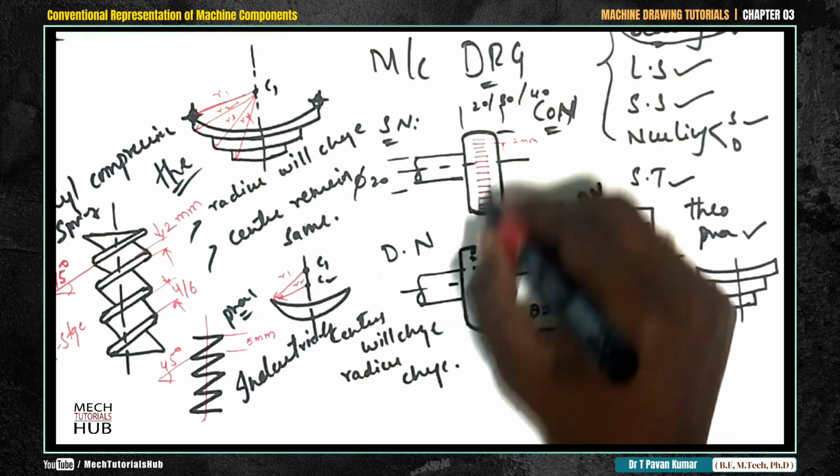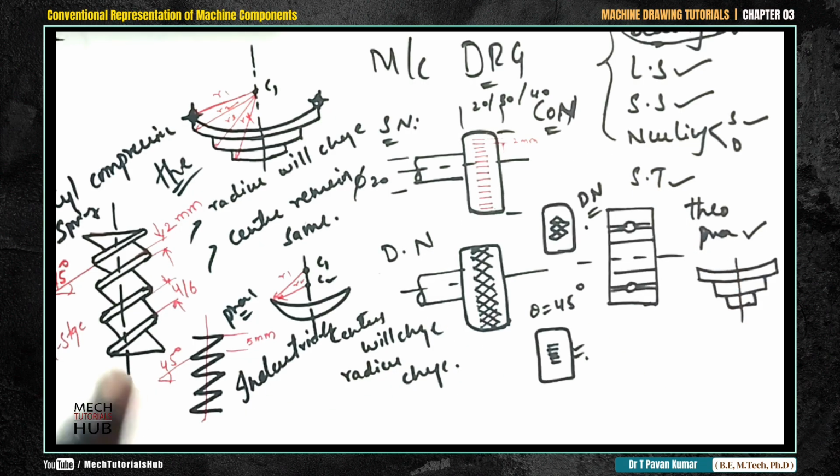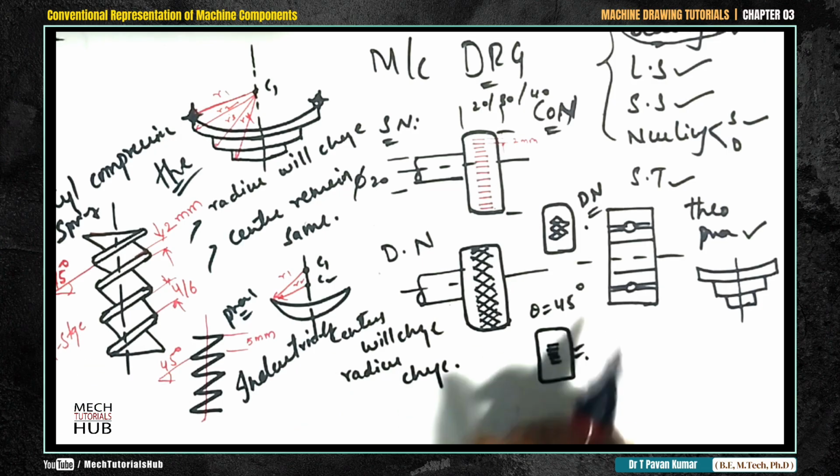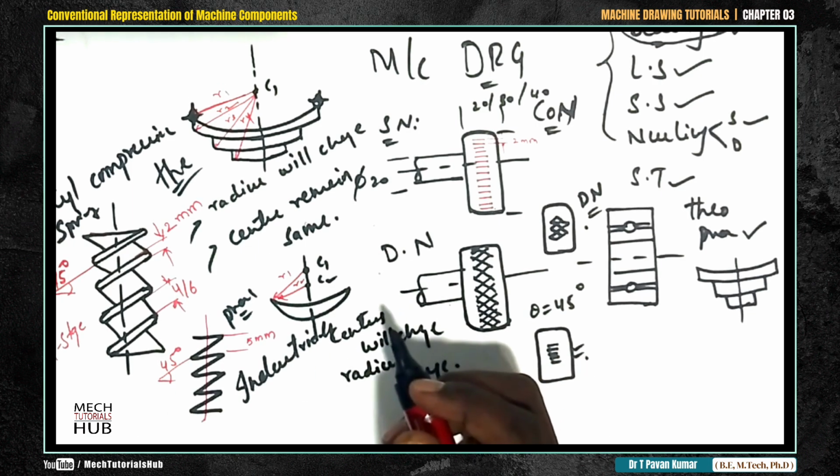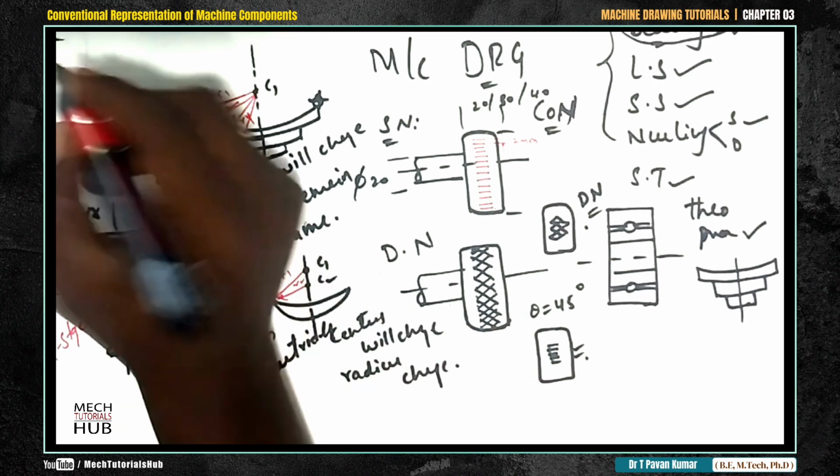Okay, now this is the theoretical representation. Similarly, this is the theoretical representation, and this is the practical or conventional representation of a compression spring. Likewise, you have many others. Similarly, you find difficulty while drawing a splined shaft also. Splined shafts are simple to draw.